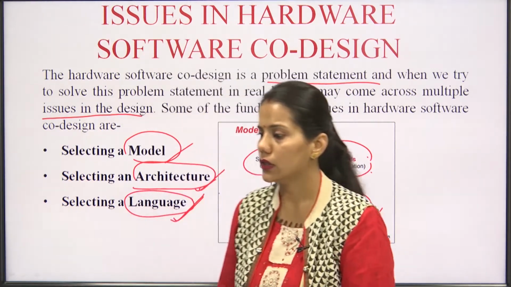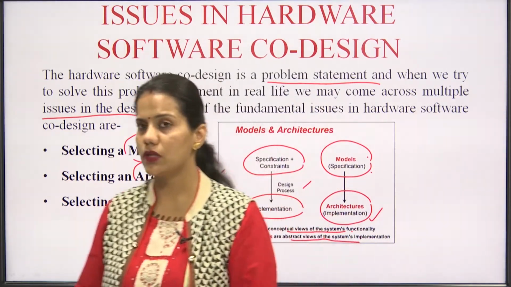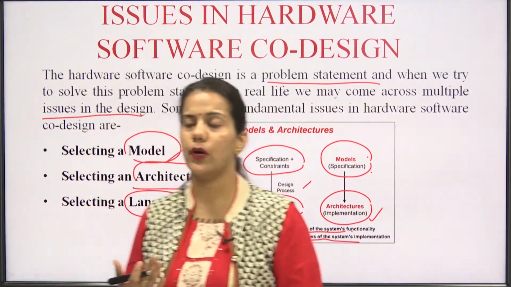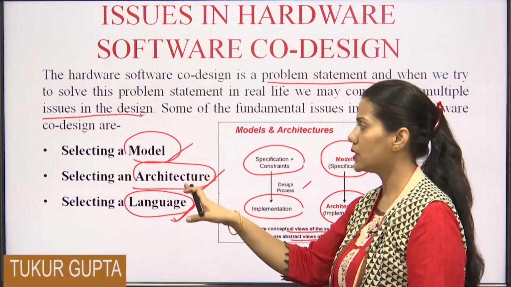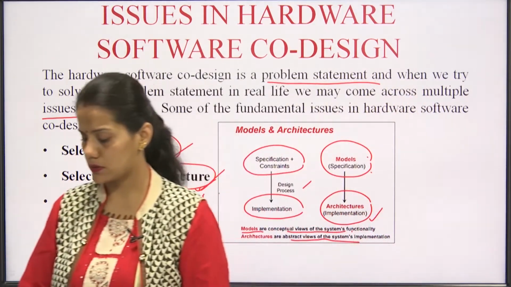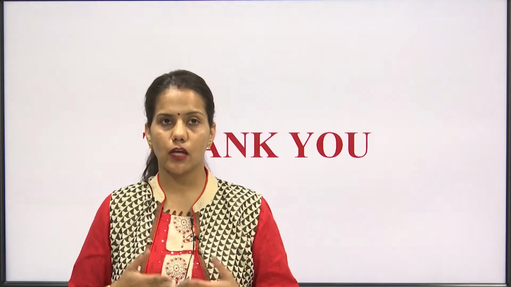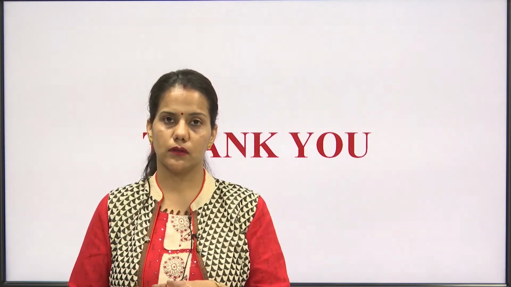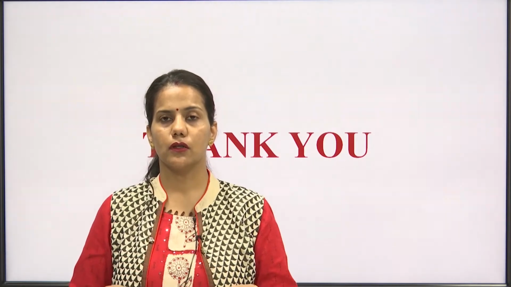This is how the issues in hardware and software co-design are addressed, and they can be solved by addressing these 3 points and making wise choices between the models, architecture and languages. By making the wise choice between the models, the architecture and the languages, we can avoid the issues that we come across during product development between hardware and software designing. So, this is how we can address those issues, and that is all for the co-design issues.